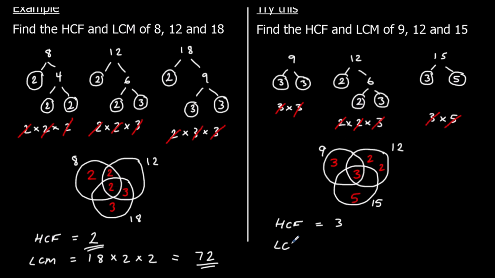And the lowest common multiple, all of these numbers times together. So if I have my 12 circle times 3 times 5. So 12 times 3 times 5. 12 times 3 is 36. 36 times 5 is 180.